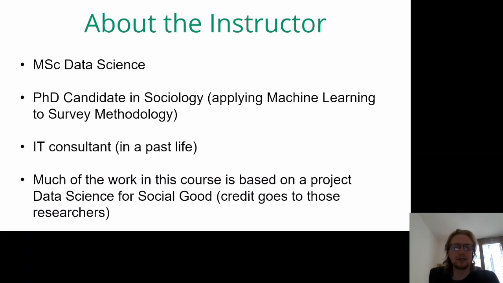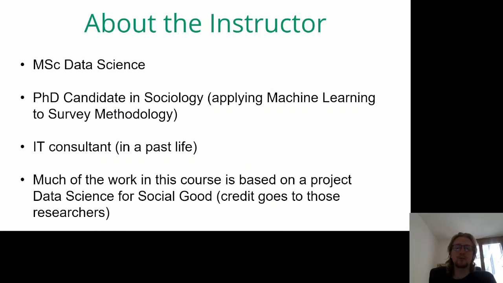Now seems like a good time to introduce myself. So I am John Collins, although you can call me Jack. I have a master's in data science. I'm currently pursuing a PhD at the University of Mannheim in the field of sociology, but it is about applying machine learning to survey methodology. Before I was a PhD student, I was an IT consultant.